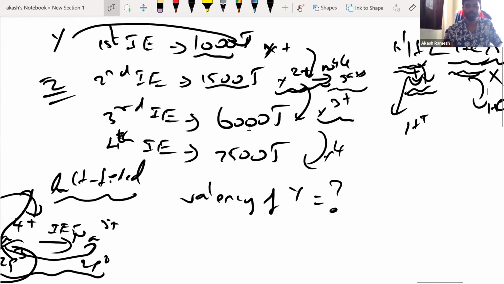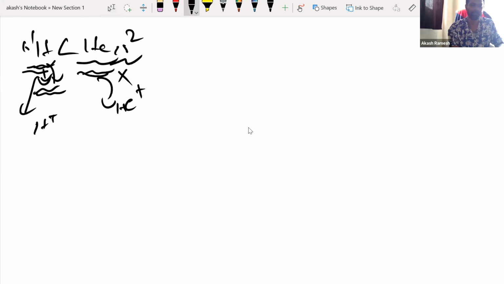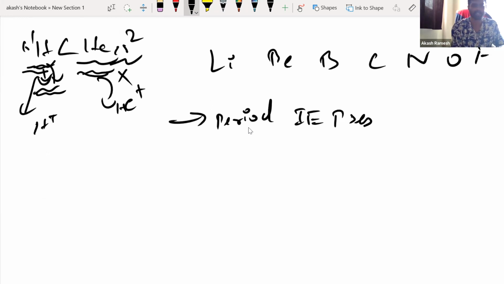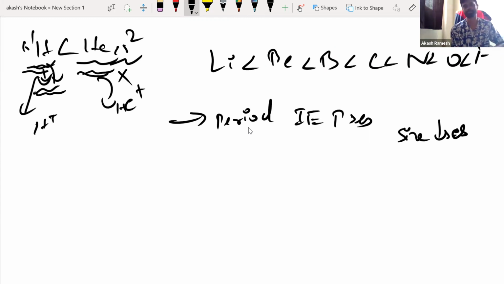Okay, right. Now, there is again a mismatch that will happen. Say I go to lithium, beryllium, boron, carbon, nitrogen, oxygen, fluorine. I told you, when I go left to right of the period, ionization energy increases. Because size decreases, so an electron becomes more and more closer to the nucleus, and obviously I have to spend more and more energy to remove the electron. So what I expect the trend to be is beryllium should have more than lithium, boron should have more than beryllium. This is the order I expect.